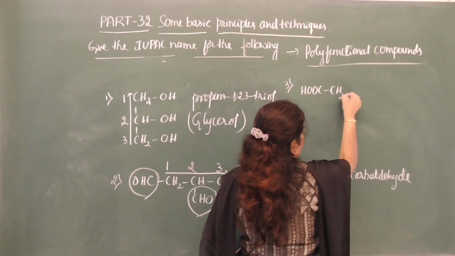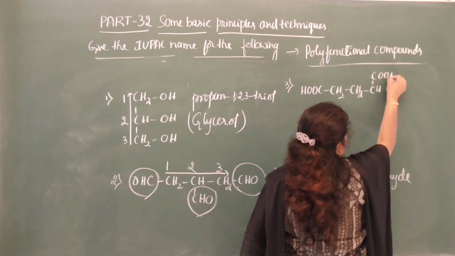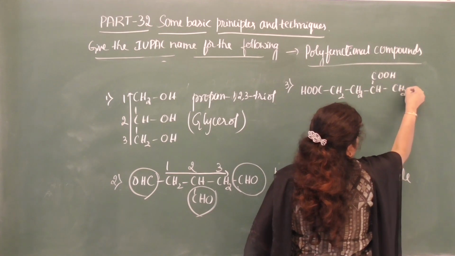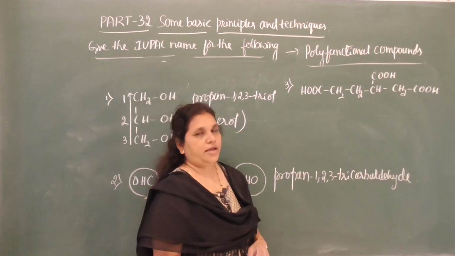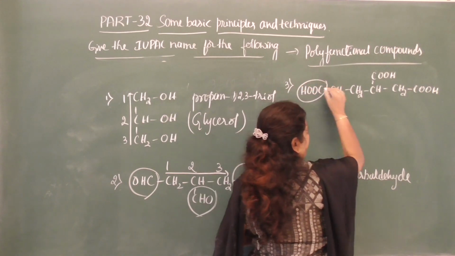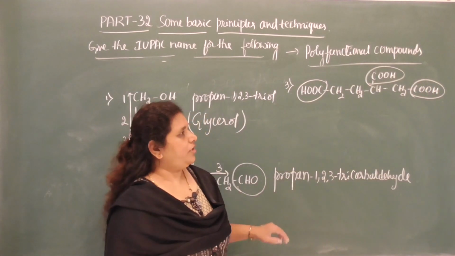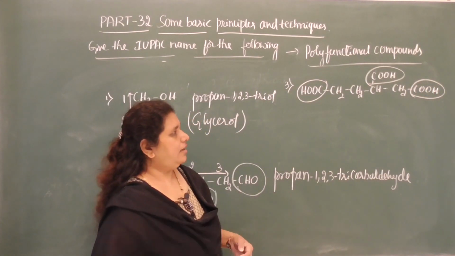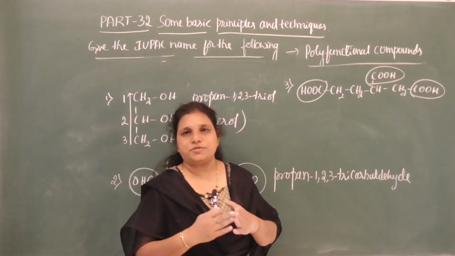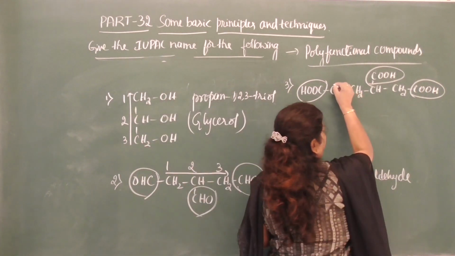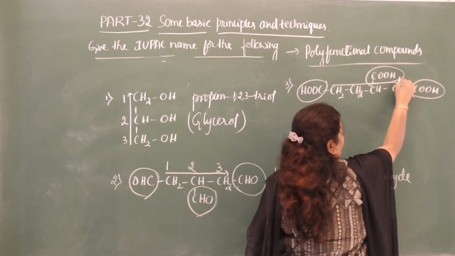COOH, CH2, CHCOOH, CH2, COOH. This compound also contains 3 terminal functional groups containing carbon. So here also you need to treat it as the functional group, but not including the carbon atom of the functional groups to the root word. Now you select this carbon chain, correct? You give the number from right to left to follow the lowest sum rule.